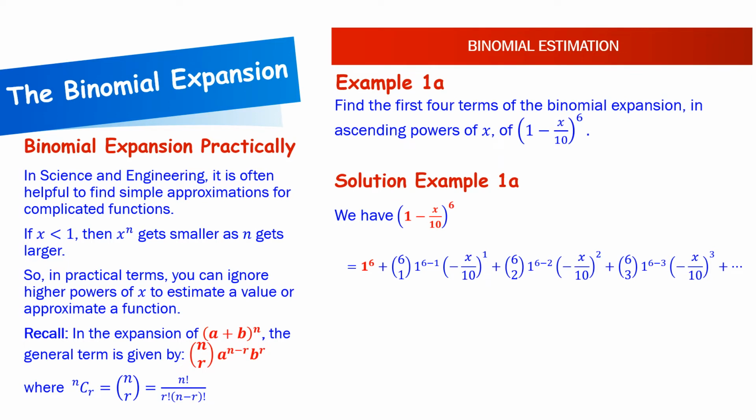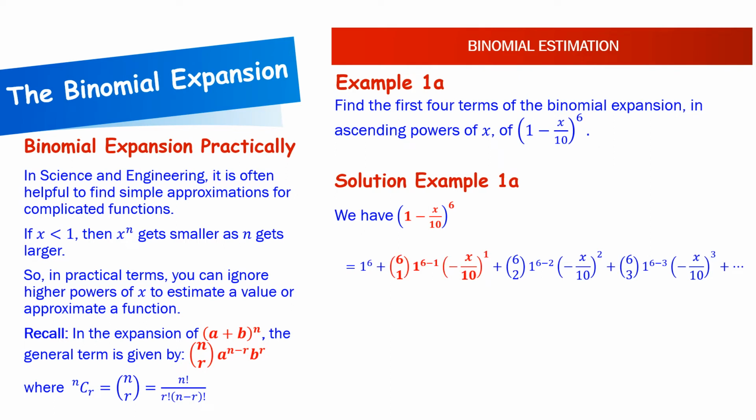In each term of the binomial expansion, we simply substitute in the values of a, b, n, and r. The values of a, b, and n stay fixed, but r changes. So a is equal to 1, b is equal to minus x over 10, n is equal to 6, and in the value highlighted, r is equal to 0.